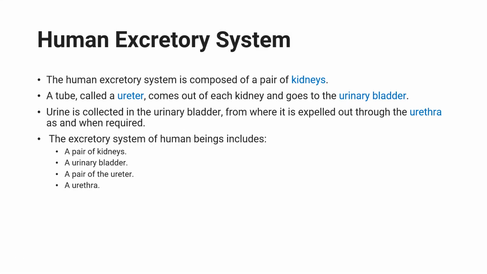The human excretory system is composed of a pair of kidneys. A tube called a ureter comes out of each kidney and goes to the urinary bladder. Urine is collected in the urinary bladder, from where it is expelled out through the urethra as and when it is required. The excretory system of human beings includes a pair of kidneys, a urinary bladder, a pair of ureters, and a urethra.